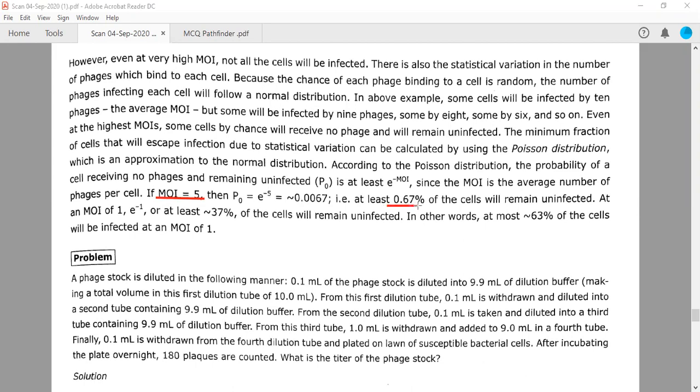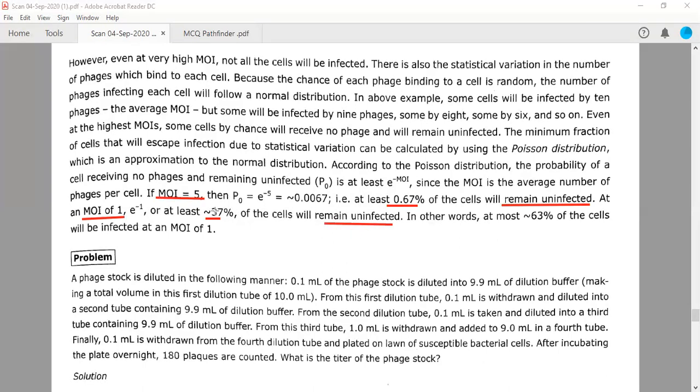And this is the percentage of cells which will remain uninfected, meaning there is no infection in these cells. Now, if you have a low multiplicity of infection, only one, then you put e to the power minus 1 and you will get some number. If you convert that number into a percentage, you will find that it is 37%, right? So 37% of cells in the culture will remain uninfected. So not only the multiplicity of infection, this P naught number is going to tell you the number of cells in the culture which will remain uninfected.